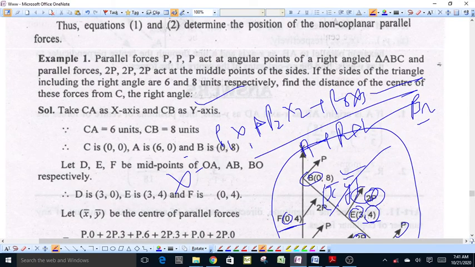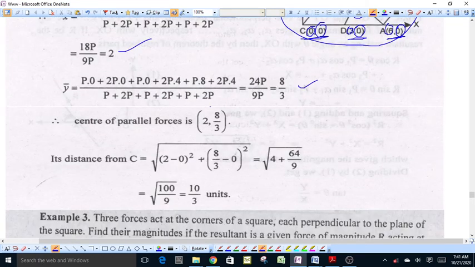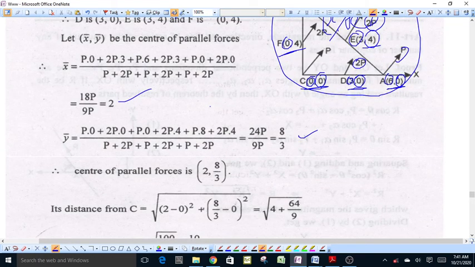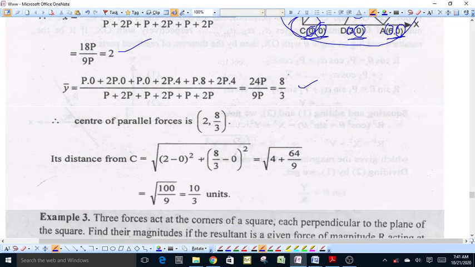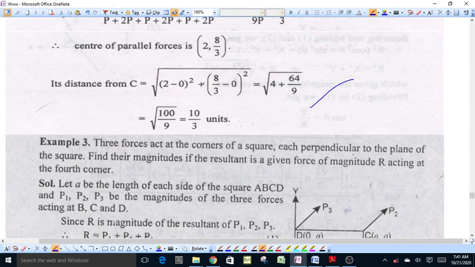Now we also have to find the distance of the center of these forces from the right angle. By using the distance formula, distance from the point C will be equal to the square root of (2 minus 0) square plus (8 upon 3 minus 0) square, which comes out to be 10 by 3 units.